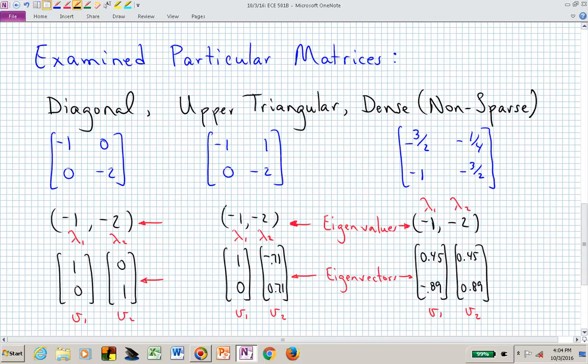The eigenvalues associated with the diagonal are right there on the diagonal, as the same with an upper triangular or a lower triangular. The eigenvectors of a diagonal are basically the standard basis vectors, can be chosen as eigenvectors. When we have upper triangular or lower triangular, then we get a little bit more interesting pattern or structure in our eigenvectors, and we get much more interesting patterns in our eigenvectors when we are dealing with dense or non-sparse matrices.